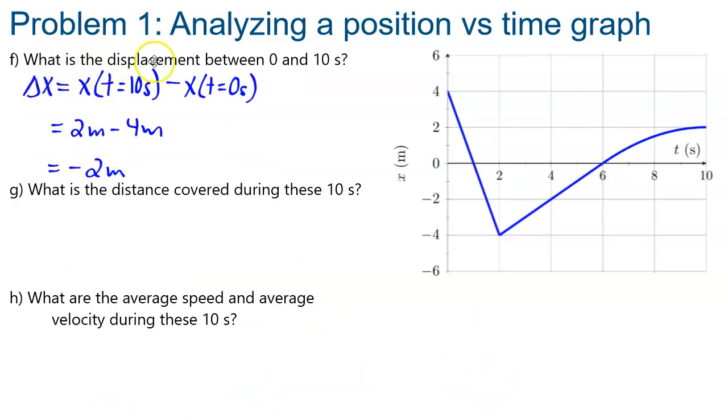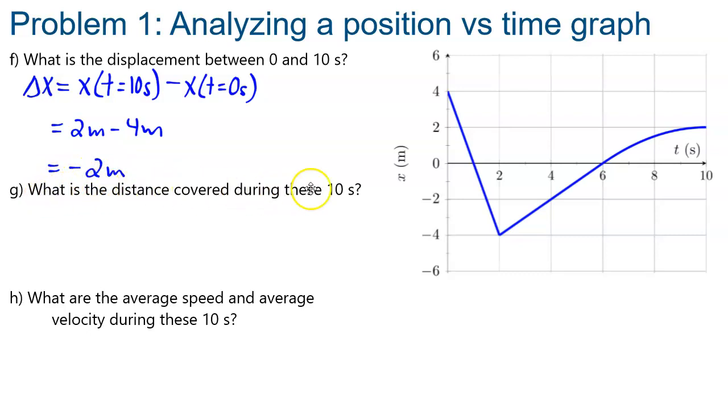Part F, what is the displacement between 0 and 10 seconds? Well, for that we just go back to the definition. Displacement is just the change in position, so we take the position at t equal to 10 seconds, which is 2 meters, and subtract the position at 0 seconds, which was 4 meters, so the displacement is minus 2 meters.